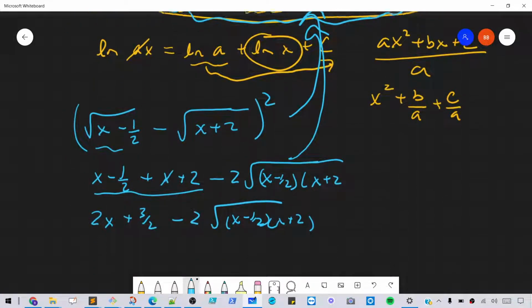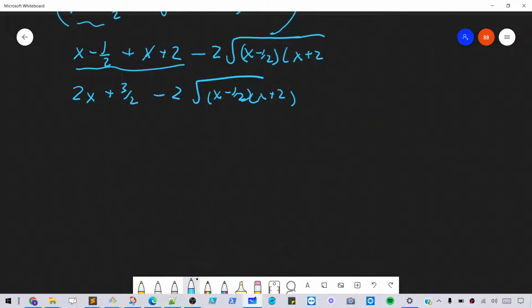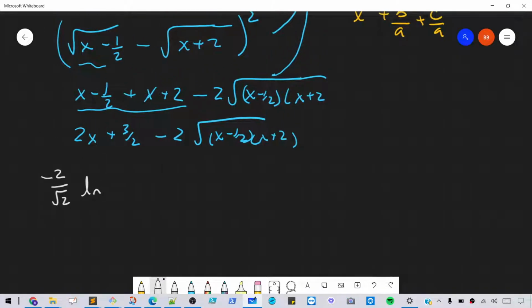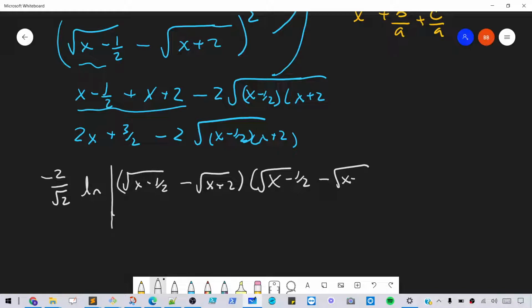Okay, so we'll rewrite our whole thing again. So we have minus 2 square root of 2 ln, and I'm going to give myself some space here. Instead of squaring it, I'm going to write it all the way out, like this. Okay, so we have this big thing right here. We're still a ways off. We don't have it. We're trying to get to a tanh expression.